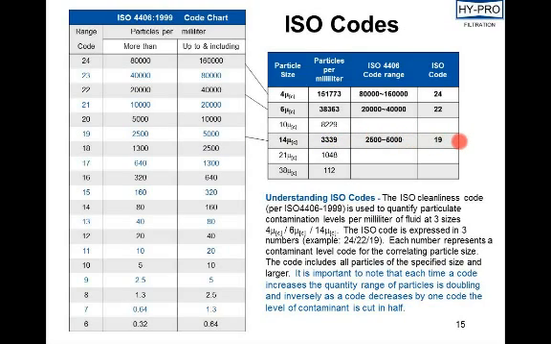Now it's important to remember, as we drop an ISO code, we're actually reducing the amount of contaminant, we're actually cutting it in half. Or depending on where we are in the range, we could be dropping the amount of contamination even up to a factor of 4.